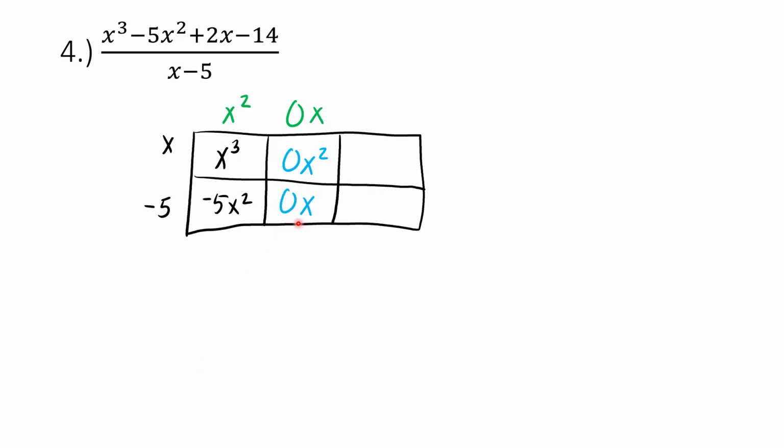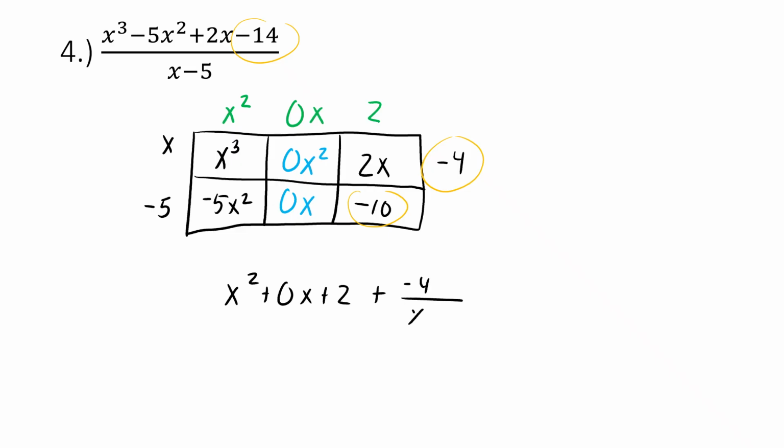And now 0x plus something has to give me 2x. Well, that would have to be 2x. And then x times what gives me 2x? Well, that's got to be 2. And 2 times -5 is -10. And we've got another remainder. Okay, so -10 plus what would give me -14? That is -4. So my final answer is x squared plus 0x plus 2 plus -4 over x minus 5.